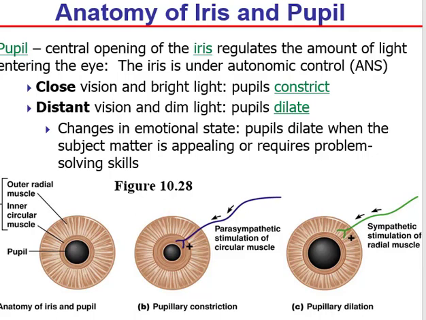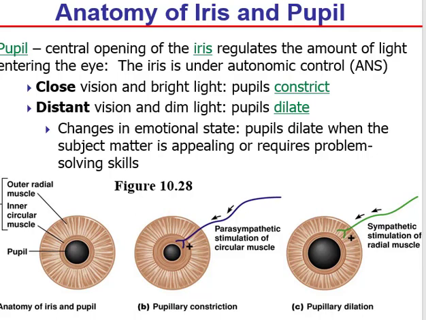Accommodation. This is a term used to describe the ability of the lens to become more round and able to focus the light coming from objects near to our eyes. Accommodation is also something we did when we tested cranial nerve 3, the oculomotor nerve, in lab 3.